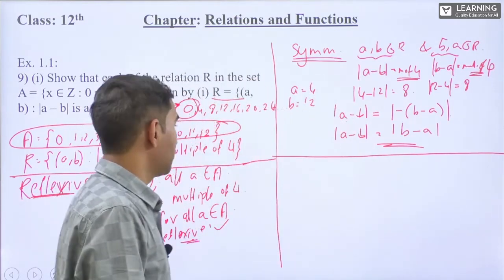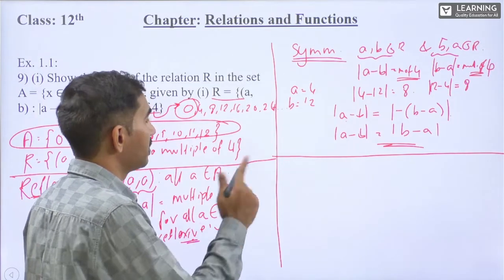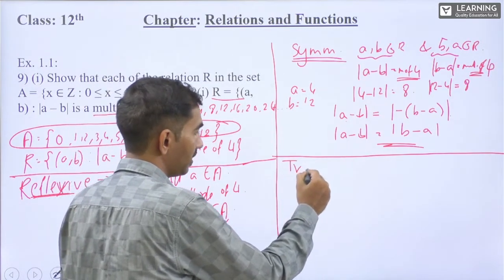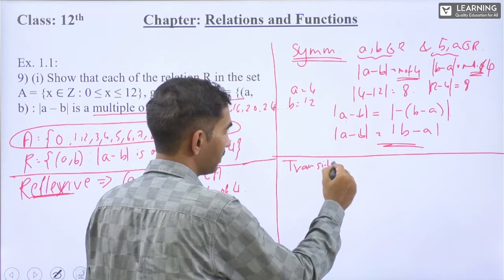We should also prove it. Reflexive is done, symmetric is done. Similarly, students, transitive.